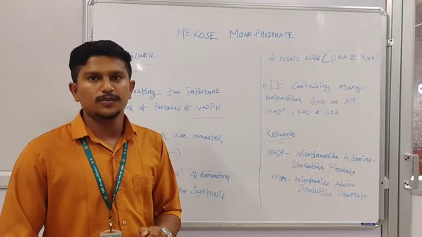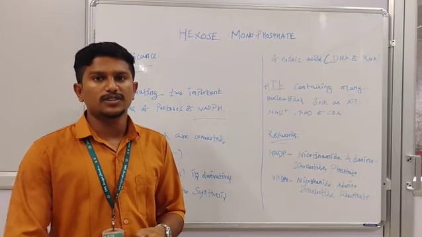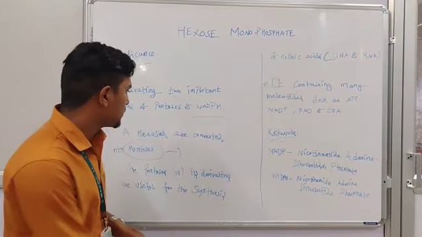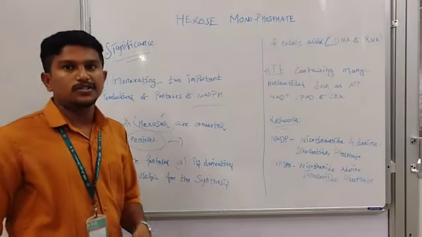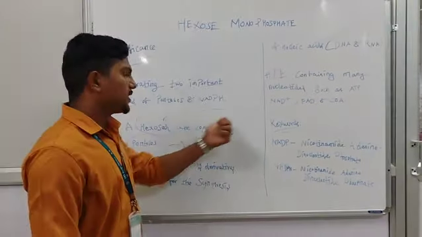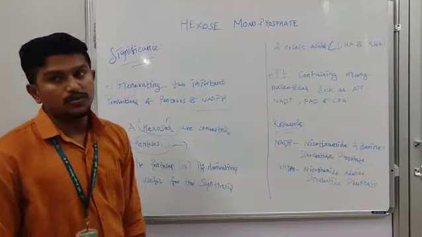A pentose is a monosaccharide compound, a simple sugar. It contains 5 carbon atoms. The hexoses are converted into the pentoses; the 6 carbon atoms are converted into 5 carbon atoms. This is known as the Hexose Monophosphate pathway.